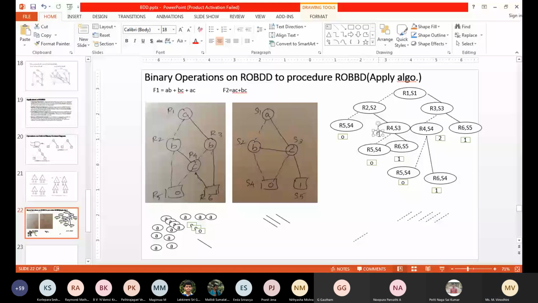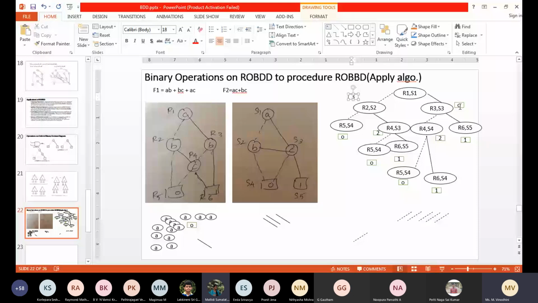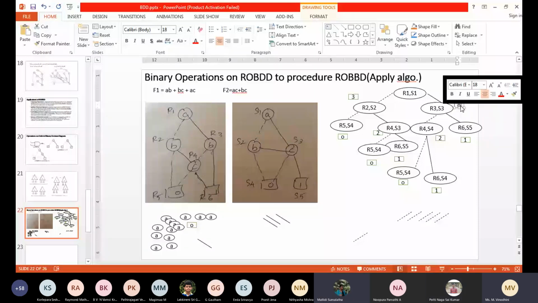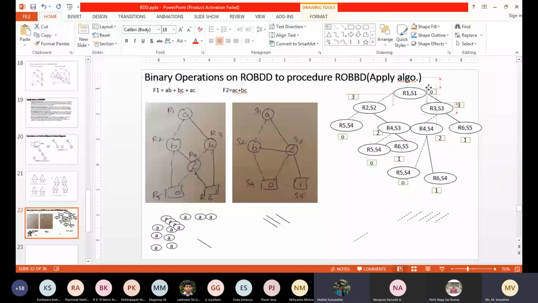Next. This one? R3, ma'am. R2 S2 is 3. Correct. Good. R3 S3 is 3, ma'am. 3. Correct. Next. R1 S1 is 3. 3, ma'am. Yeah, correct. So this will be your fourth step.